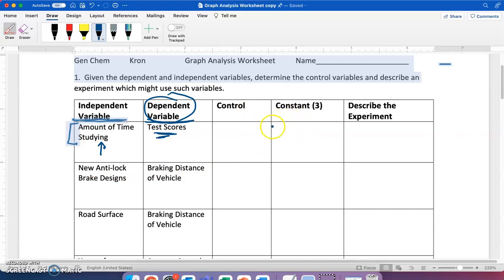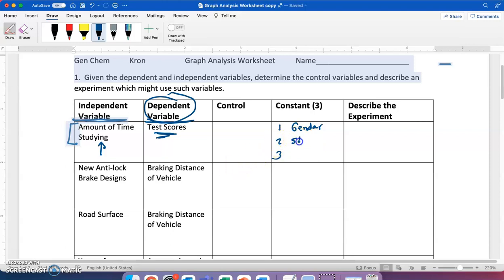But let's come up with three constants. So 1, 2, and 3. Three things. If we have two large groups of people, we want one group to study for 0 minutes and the other group to study for 60 minutes every night. And we want to know which group has higher test scores. We probably want to make sure that the gender mix is the same. So we can say gender. Sorry, writing is pretty bad here. About an even number of men and women in each group.